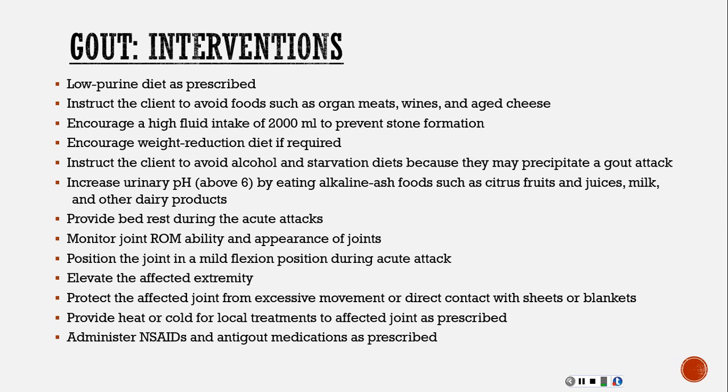All right. We want to increase the pH, urinary pH, above 6 by eating alkaline foods, such as citrus fruits, juices, milk, and other dairy products. Provide bed rest during the acute attacks. Monitor joint range of motion and the ability and appearance of the joints. Position the joint in a mild flexing position during an acute attack. Elevate the affected extremity, and protect the joint or affected joint from excess movement and direct contact with sheets or blankets.